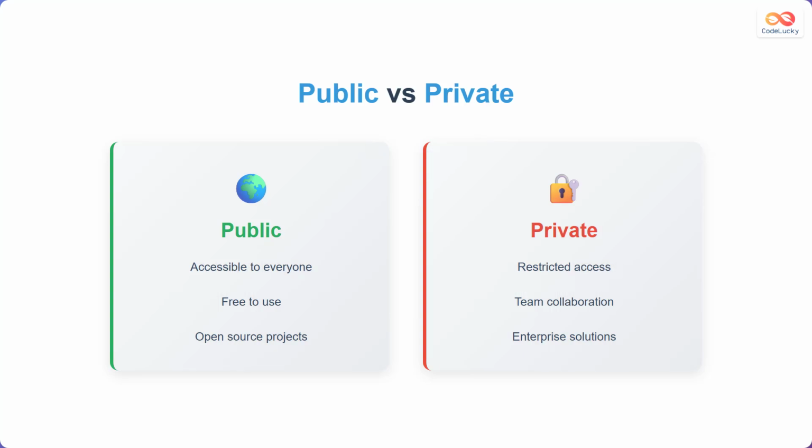Let's compare public and private repositories in a bit more detail. Public repositories are accessible to everyone and are free to use, making them great for open source projects. On the other hand, private repositories have restricted access, which is ideal for team collaboration and enterprise solutions.